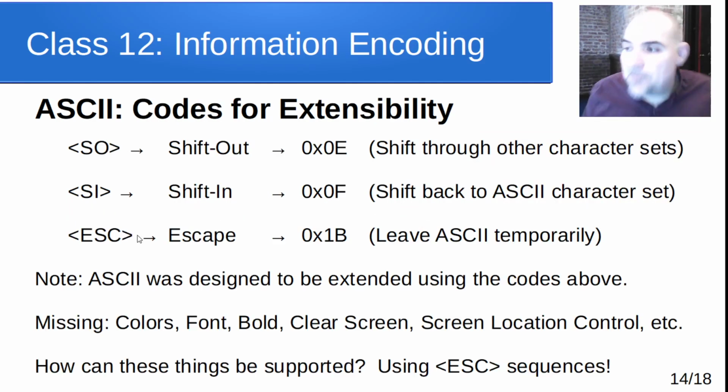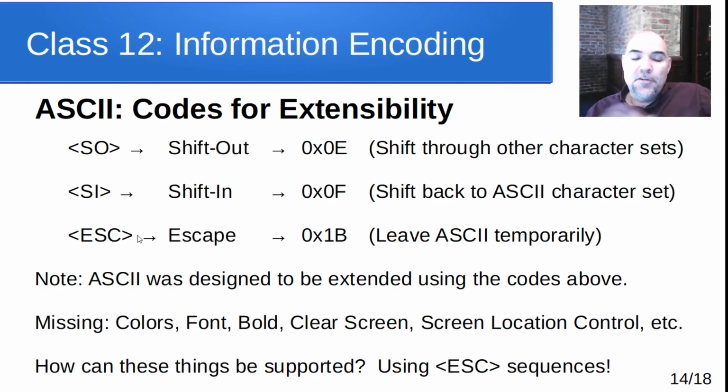ASCII also has some codes for extensibility, meaning extension. There's shift out, which allows us to shift through other character sets that might be defined. Shift in allows us to go back to ASCII again. So you could shift out to one character set, shift out again to go to the next one, shift out again to go to another one, and then shift in back to ASCII again. These were ways that it was designed to be extended.